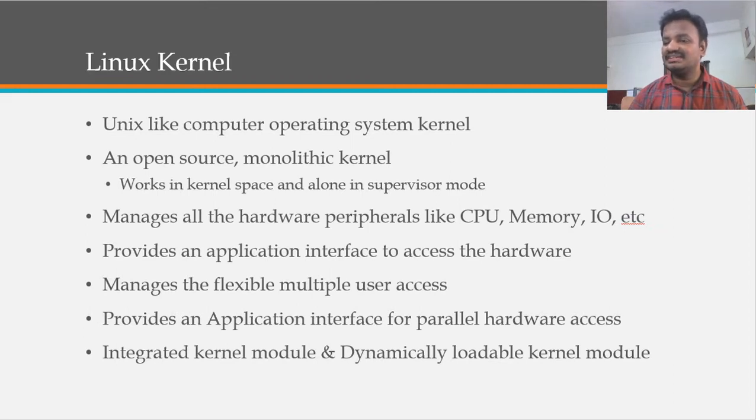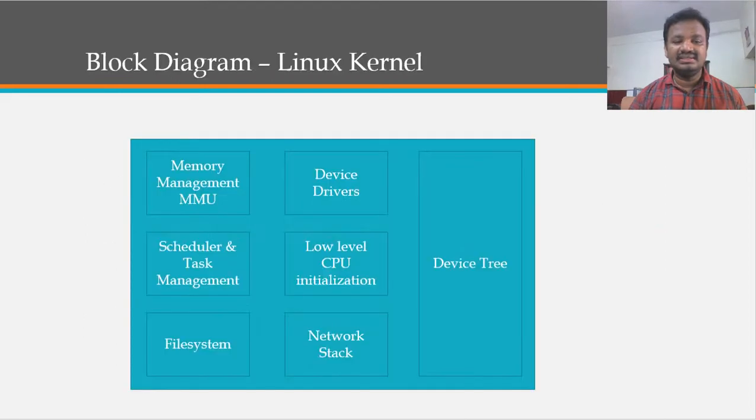That means the application cannot crash the Linux kernel directly, and it provides an application interface to access the hardware and manages flexible multiple-user access. It provides an application interface for parallel hardware access, integrated kernel modules, and dynamic kernel modules, so that some drivers are loaded by default and some drivers can be inserted during runtime. And we have a block diagram like this. The basic block diagram includes memory management, device drivers, scheduler and task management, and low-level CPU initialization; the kernel starts up with the low-level CPU initialization, and then slowly, one by one, everything gets loaded.